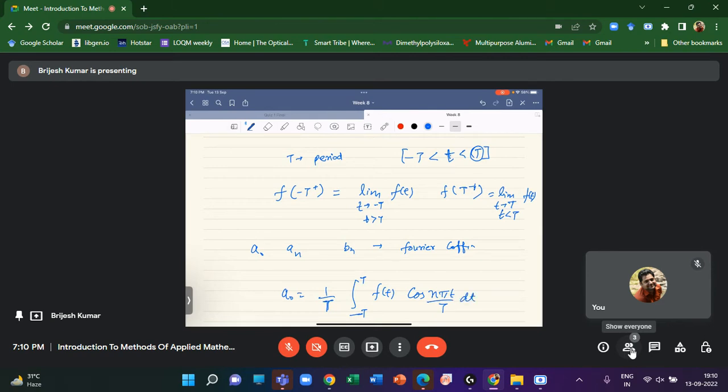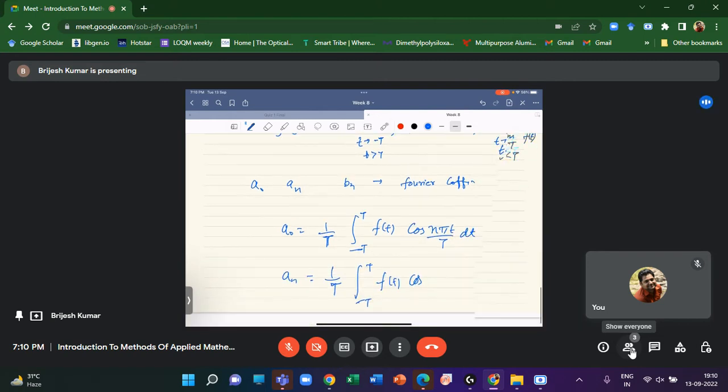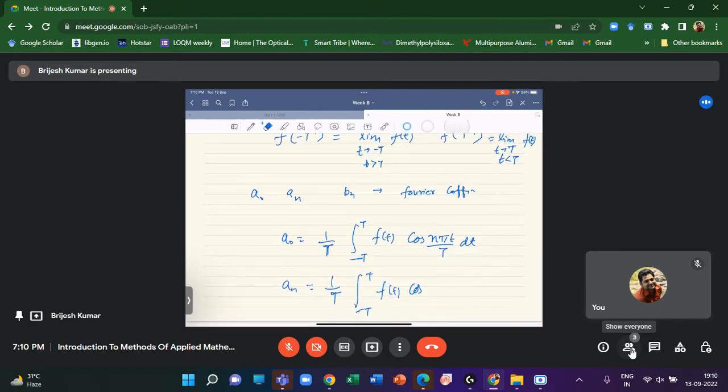No, no, no. In a0, not the cos term. Sorry, I actually wrote it wrong; it should have been written in the lower one. Sorry. So this will be cos(n pi t upon capital T) dt.